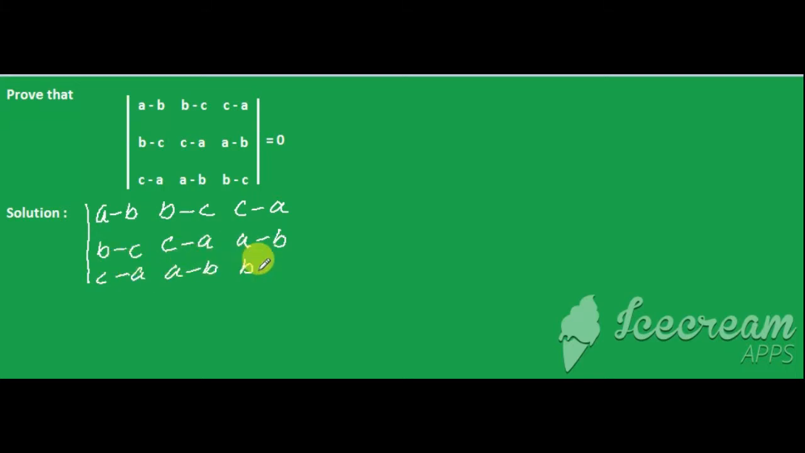Here we have to prove that this determinant value is 0. So let's start. Determinant: first row A minus B, B minus C, C minus A; second row B minus C, C minus A, A minus B; and third row is C minus A, A minus B, B minus C.